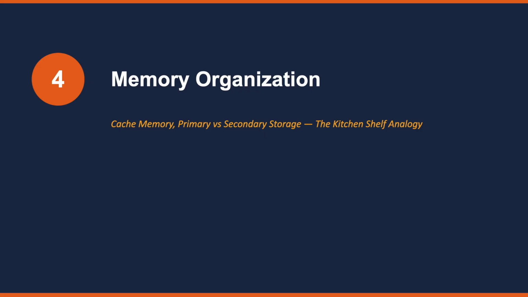Topic 4, Memory Organization. This explains how memory is arranged in layers inside a computer. Imagine a kitchen. Right next to the stove, there is a tiny spice rack. The chef can grab spices instantly. This is cache memory, the fastest, smallest, and most expensive memory.